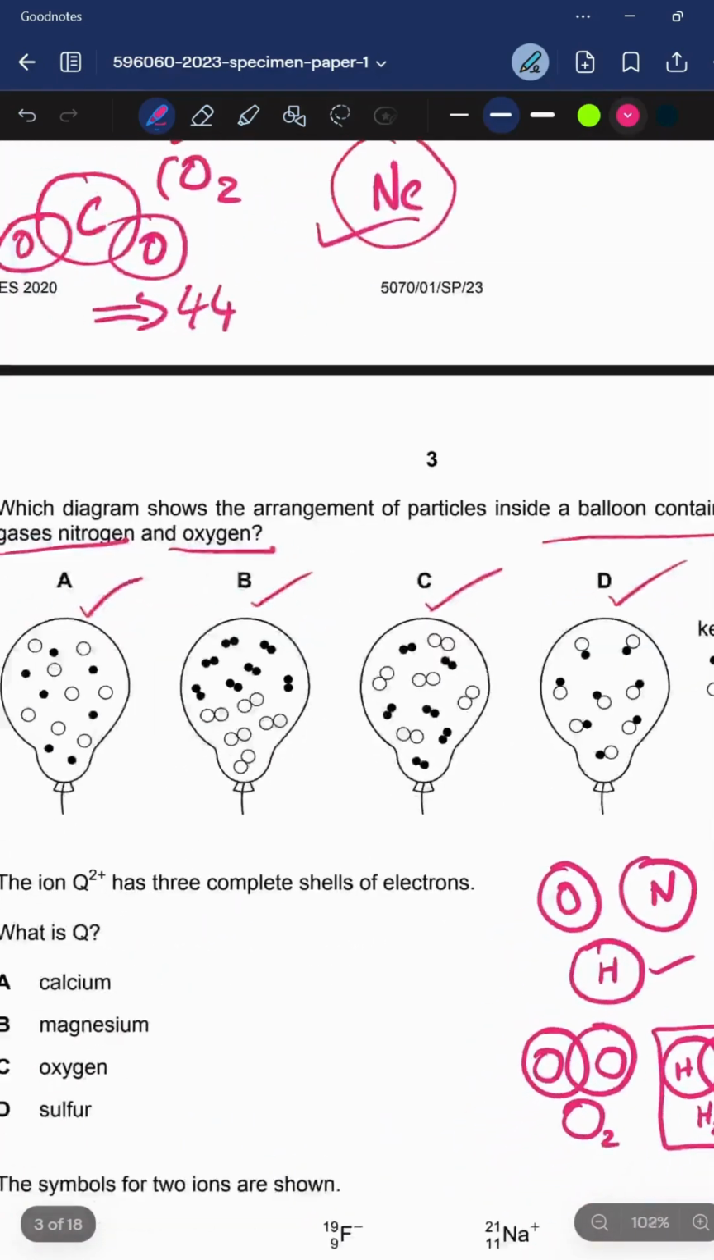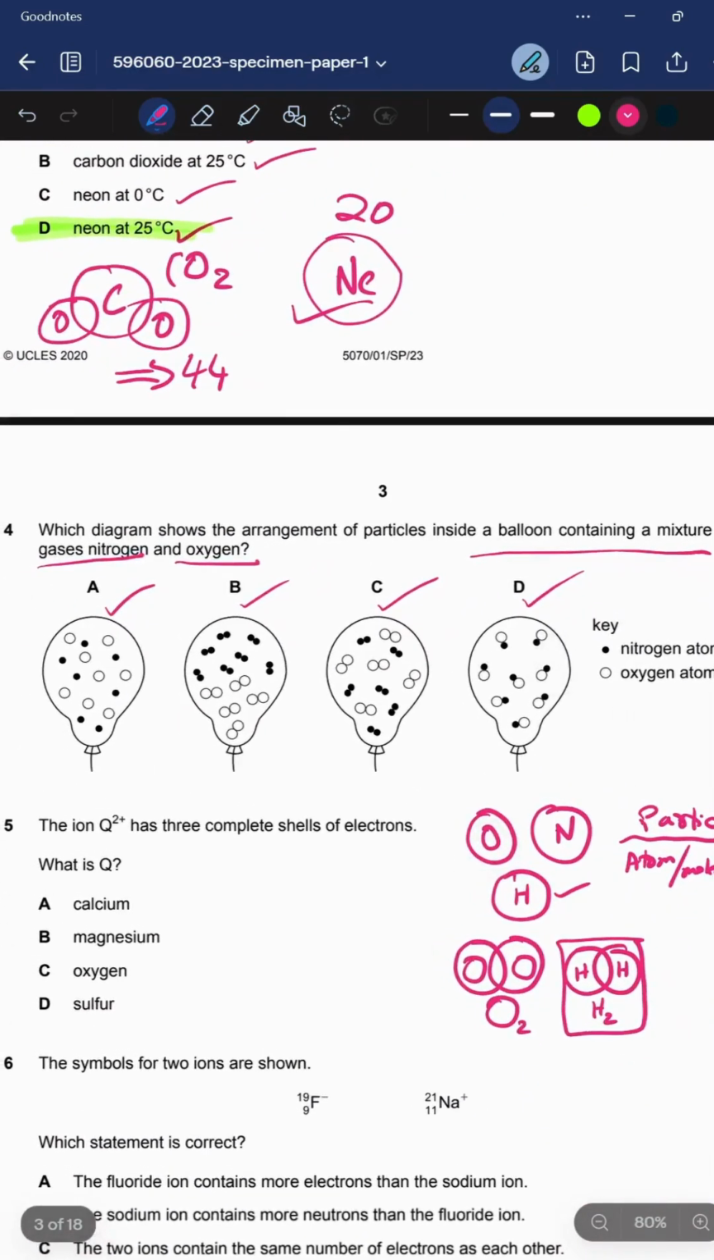Now you got the idea how oxygen and nitrogen exist in the environment. So clearly option A cannot be an option. Why? Because oxygen and nitrogen do not exist as single atoms. They always exist in pairs. All right, now option D cannot be an option as well.